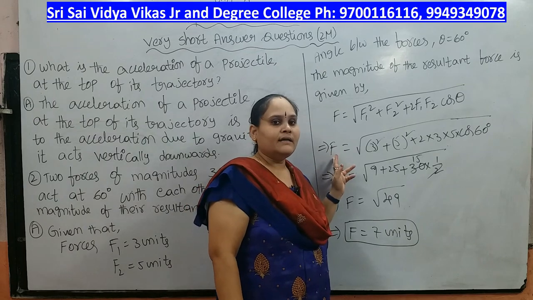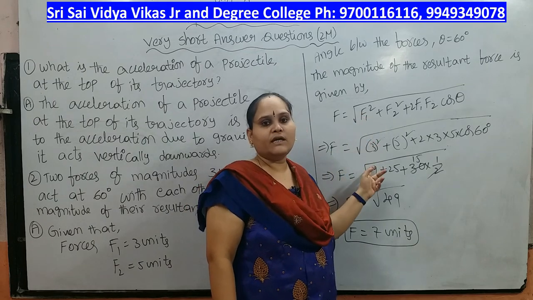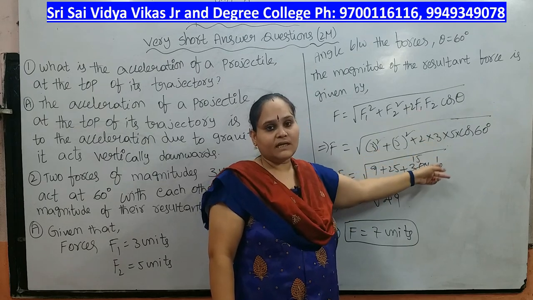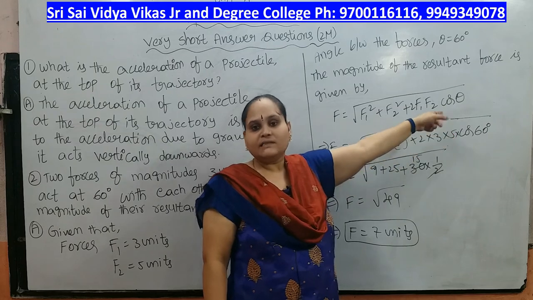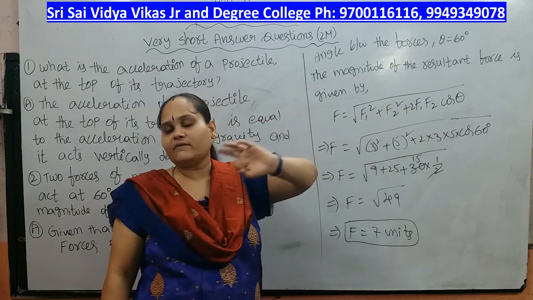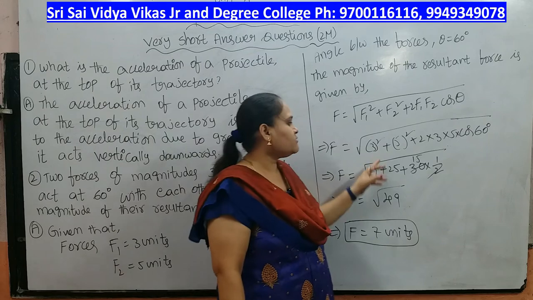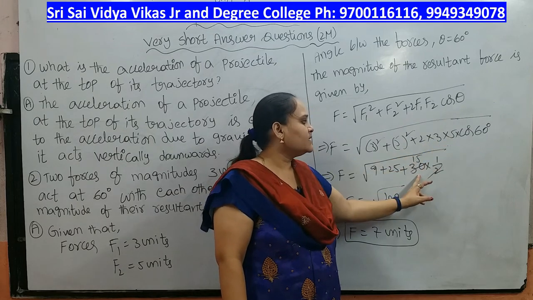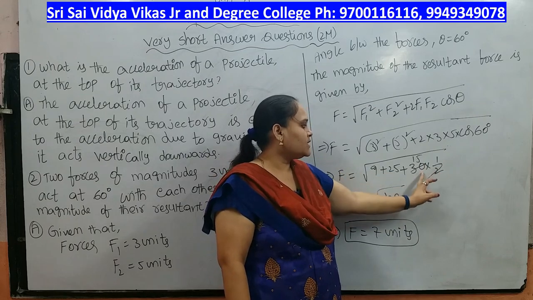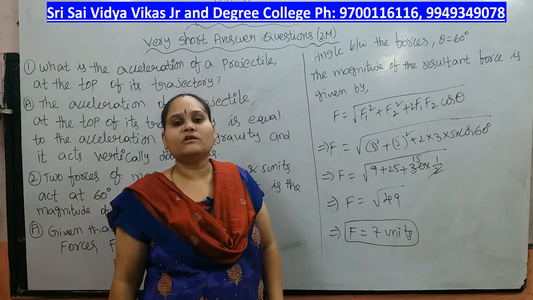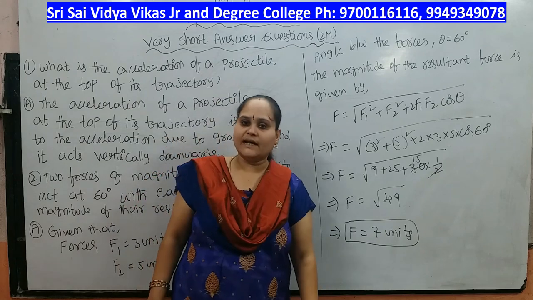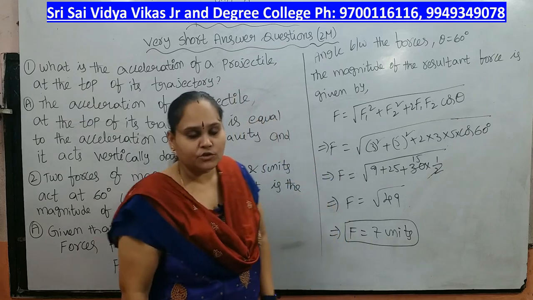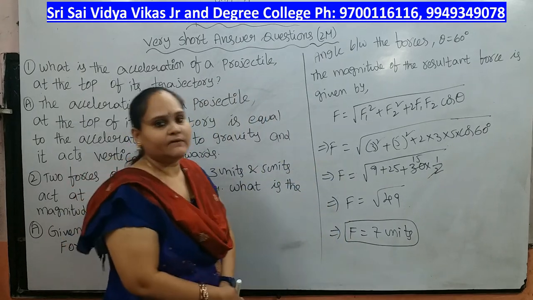We can write F equal to square root of F1 square, that is 3 whole square, plus F2 square, that is 5 whole square, plus 2 into F1 which is 3, into F2 which is 5, into cos theta. Theta is 60 degrees, and cos theta value is 1 by 2. So 3 square is 9, plus 5 square is 25, plus 2 into 3 into 5 is 30, into 1 by 2, which is 15. 9 plus 25 plus 15 is root of 49. Root 49 equals 7 units. Therefore, the magnitude of the resultant force is 7 units.